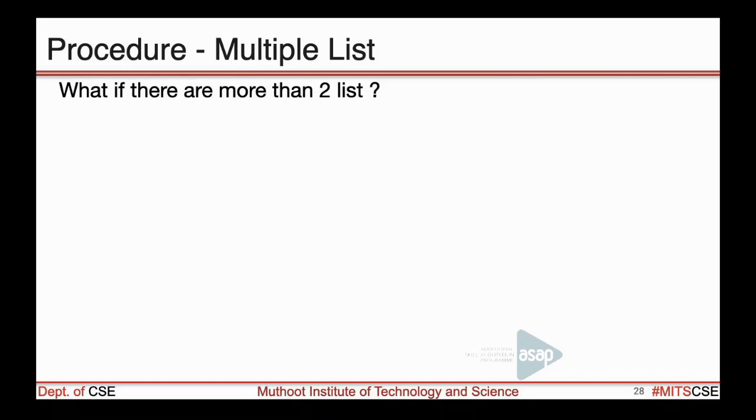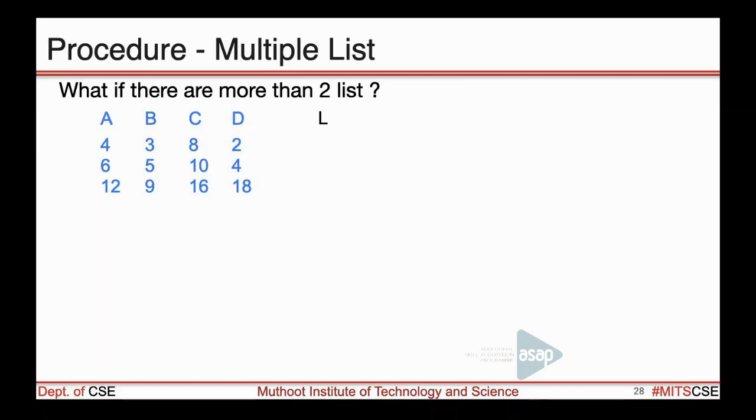What if there are more than two lists? We used two lists now. What if there are more than two lists? For example, I have four lists A, B, C and D. How will we do the comparison? So let L be the final list that we are having. Okay, so we have A, B, C and D, and L is the final list.